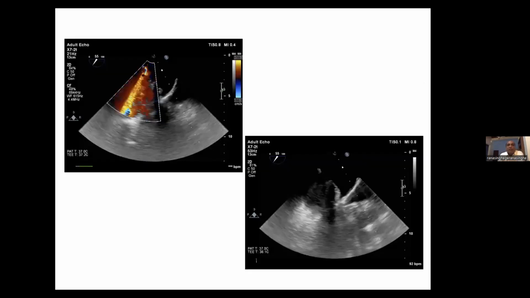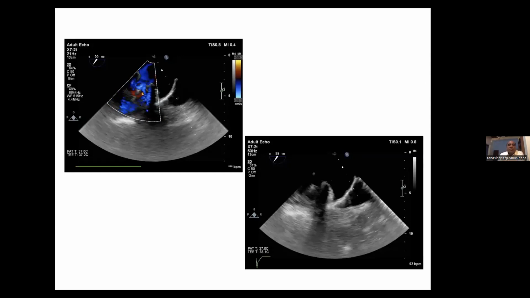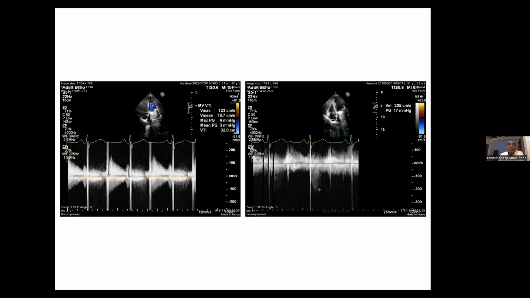And the TOE images had shown normal. So this is a clear example: even valve thrombosis can present as a valvular emergency. So you have to have a good clinical suspicion in these patients.